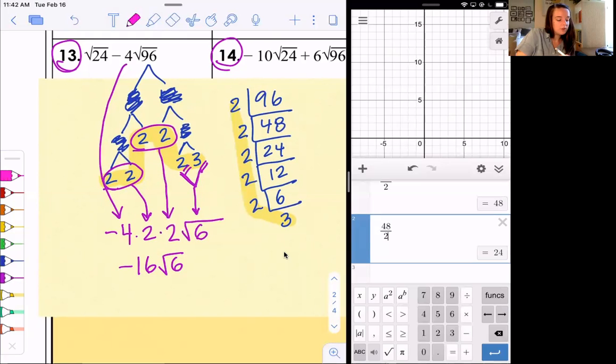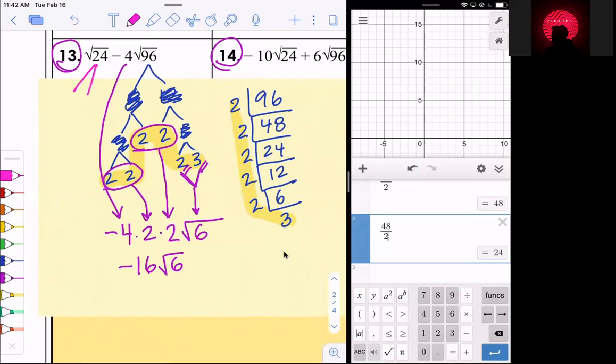We can bring down the 24, but we also need to break it up, remember? What can we break it into? 6 and 4. 3 and 2 and 2 and 2. Perfect. Any groups? Just the 2. Just the 2 coming to the outside. And it'd be 2 square root of 6.